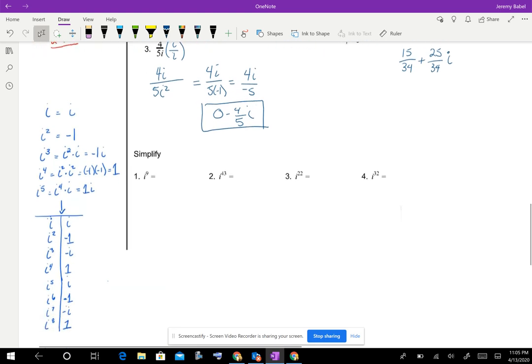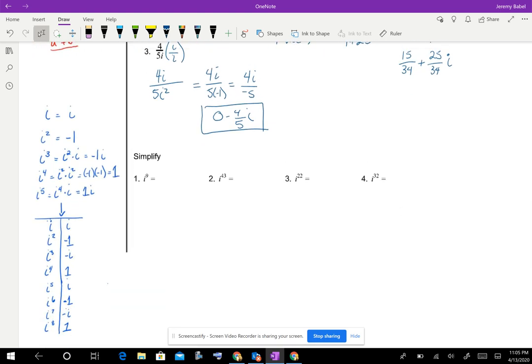All right, one more idea for section 10.8, but before we move on, just the final a plus bi form for that previous problem, 0 minus 4/5 i. Okay, there's a pattern here that I want us to look at. i is just i. Big shock there, huh? We know i squared is -1.